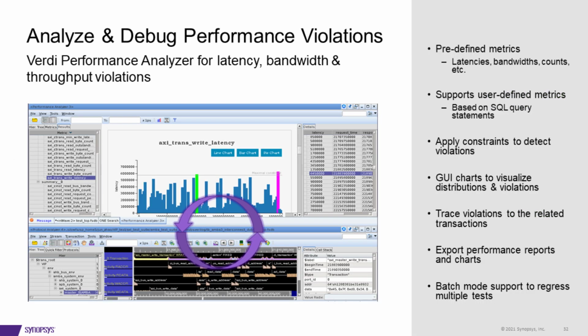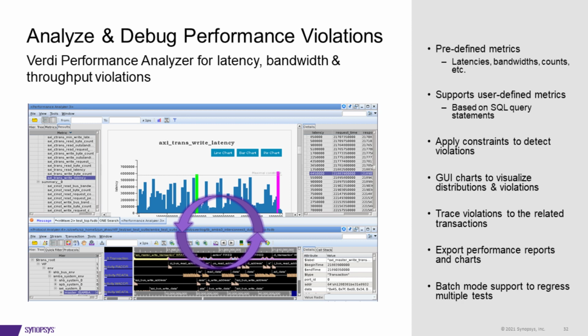Once you drive the traffic, you simulate it using the VIP and the VCS simulator, and then you analyze the result using the Verdi Performance Analyzer. Once you simulate, VCS will generate a database called FSDB, which you can load into the Performance Analyzer, and you can analyze the latency and the bandwidth, and whether there are any violations. The tool provides predefined metrics for latencies, bandwidth, byte count, etc. You can apply constraints to detect if there are any violations. You can trace the violations by natively synchronizing with the protocol analyzer. The performance analyzer and protocol analyzer are part of Verdi, and they use the native database called FSDB.